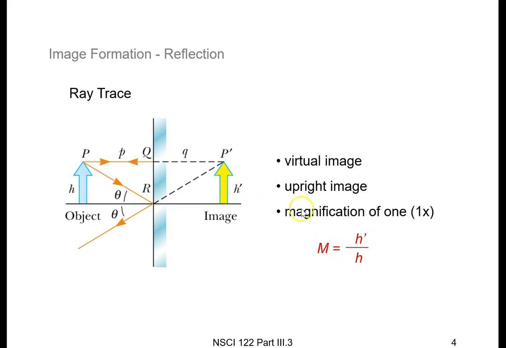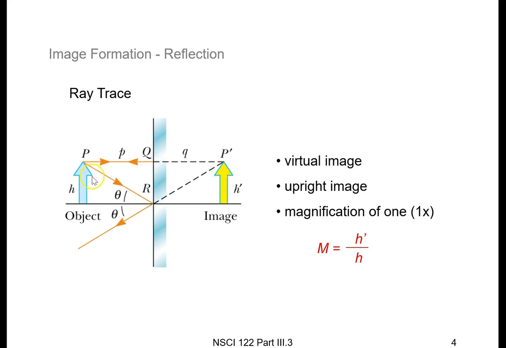And for a plane mirror, H prime will equal H, so you'll always get a lateral magnification of 1. Okay? So that's what I want to introduce there for the plane mirror. Next time you're brushing your teeth, look at that image and you might be able to convince yourself, yeah, it's the same height as the object.